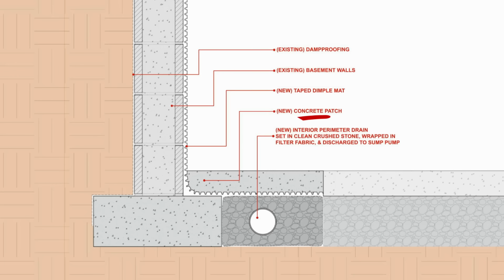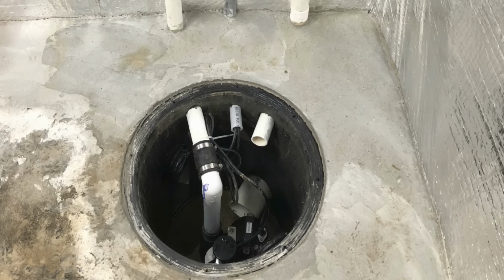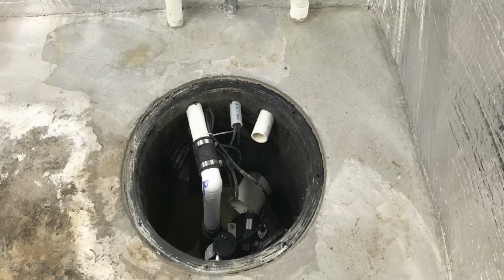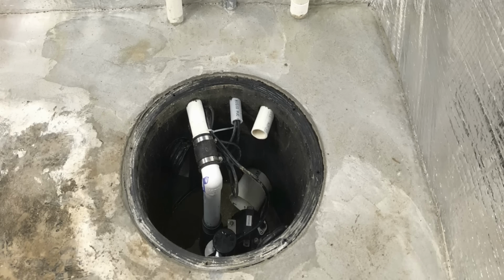The drainage pipe will need to be set in a bed of crushed drainage rock and wrapped with a filter fabric to prevent sediment from clogging up the perforations in the pipe. This perimeter drain will also need to be connected to an airtight and vapor-tight sump pump with a backup battery, as the sump pump will still need the ability to function if there is a power outage.